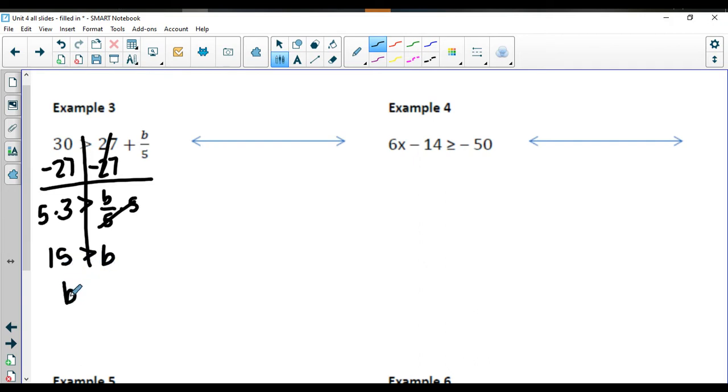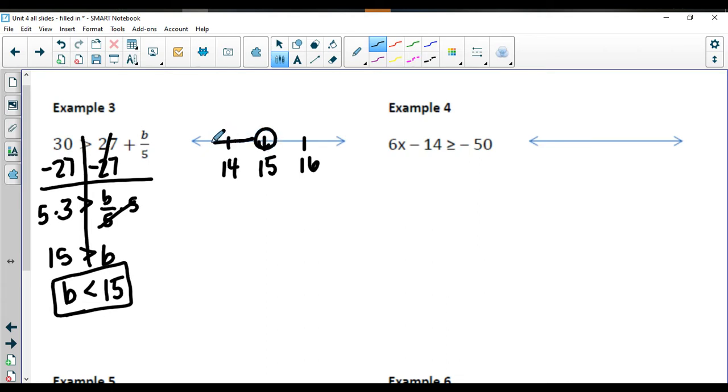And then what I'm going to do is swap the B and the 15 here, opening to the 15, pointing to the B. So once I have my final answer like this, I can go ahead and graph it. 15 is my target, one above, one below. Open circle, B is less than 15, so I'm shading down to the left.